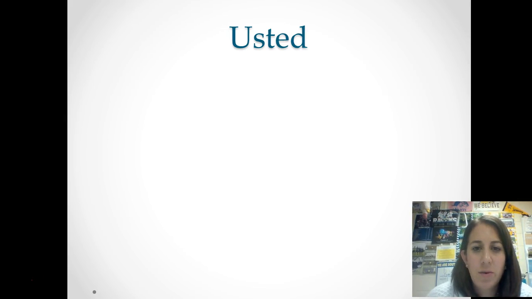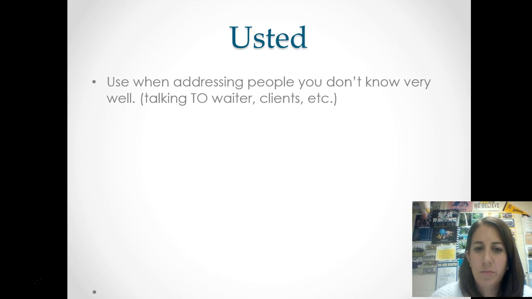So first we're going to talk about usted commands. And the nice thing about these types of commands is that they follow the same rules, whether they're affirmative or negative. Okay, and that's not the case with our tú commands. So we use usted commands when we're addressing people that we don't know very well, like talking to a waiter, a client. In some particular countries, they use the usted form more often than the familiar tú form.